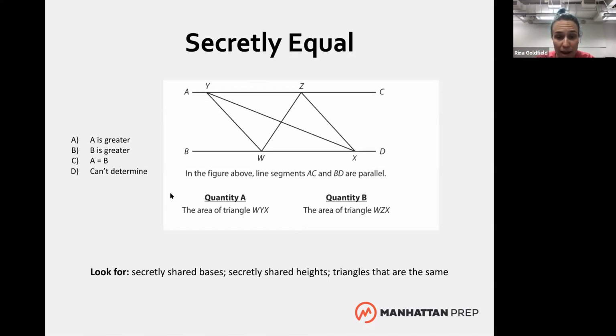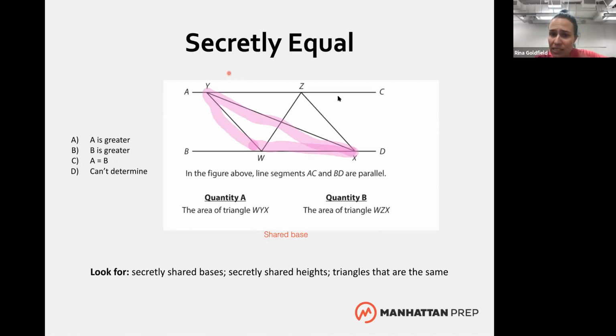So again, WXY and WZX, maybe again, I'll make one of them pink, right? So I've got my pink triangle and the one behind it, WX, we've got that shared base. So again, we have a shared base. And I'm like, okay, the height.